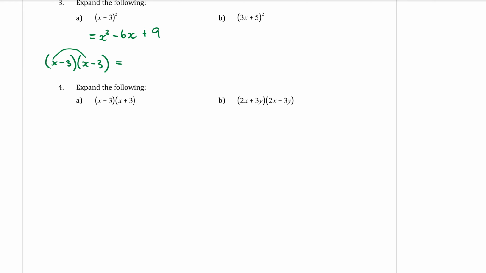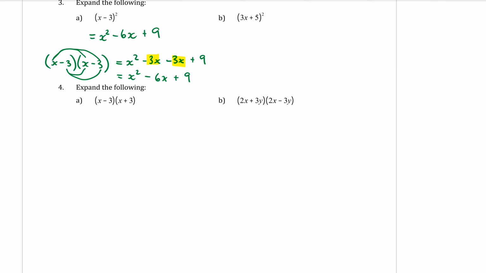X times x is x squared. X times minus 3 is minus 3x. Minus 3 times x is minus 3x. And minus 3 times minus 3 makes a positive 9. Then you will still need to collect the middle two terms. But you get the same answer: x squared minus 6x plus 9.